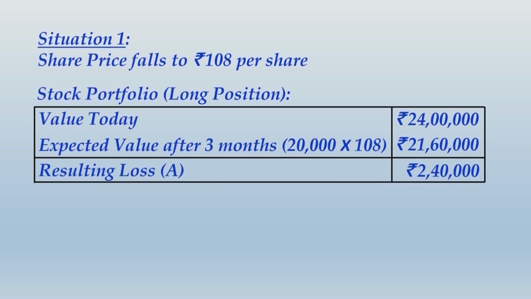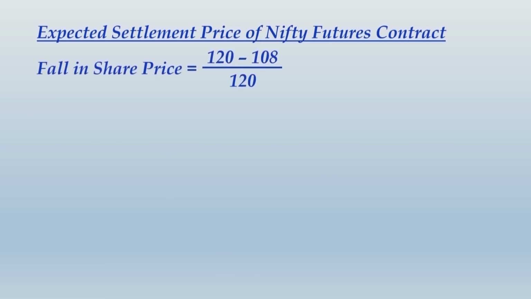Alright friends, after writing this, we will look into what happens to the Nifty futures price after 3 months. So, the expected settlement price of Nifty futures contract. First of all, the fall in the share price. Presently, the share price was 120, which is expected to fall to 108. So, the expected decline is 10%.